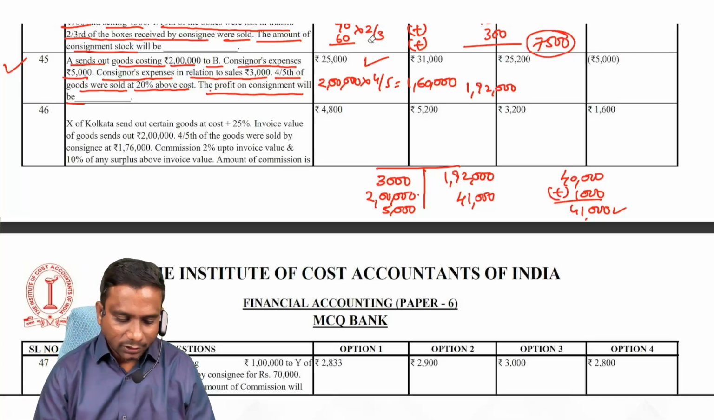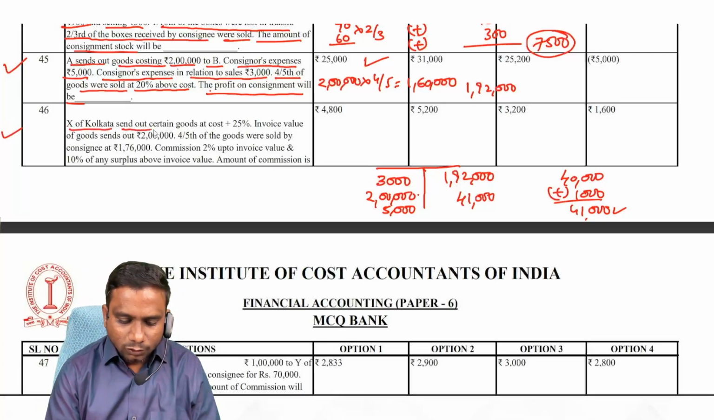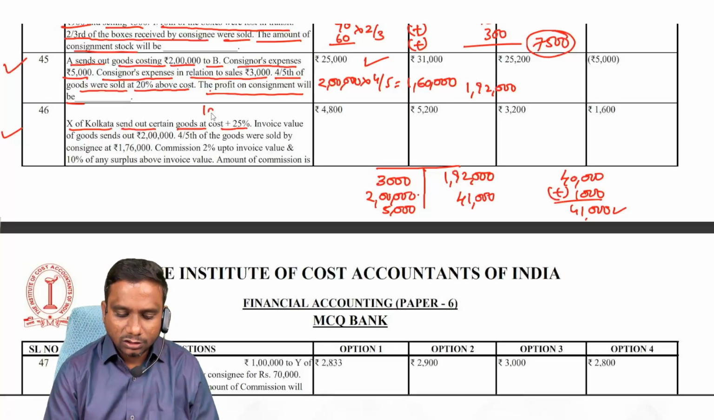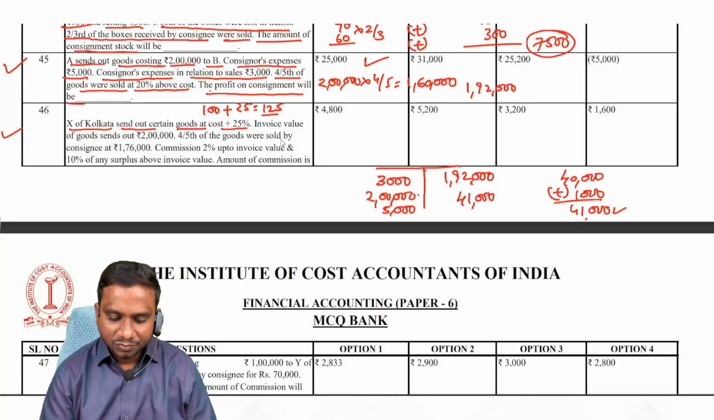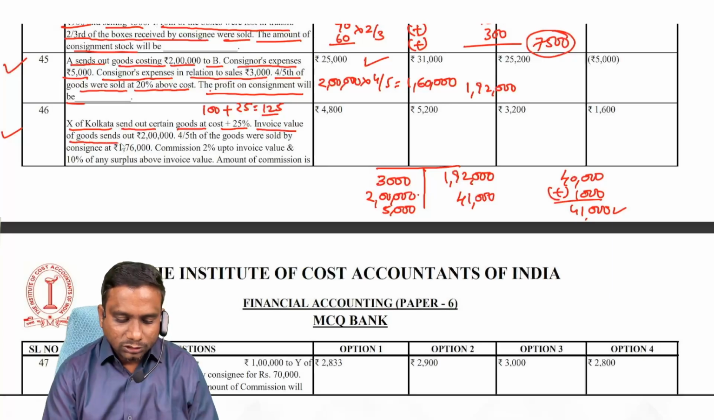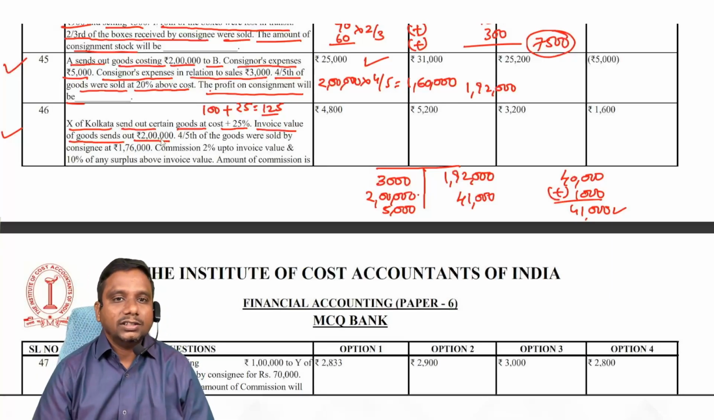Is it clear? Next one, 46. X of Kolkata sends out goods at cost plus 25%. Let us say cost is 100, profit will be 25. Then what is the invoice price of goods? 125. Invoice value of the goods sent out is 2 lakhs.